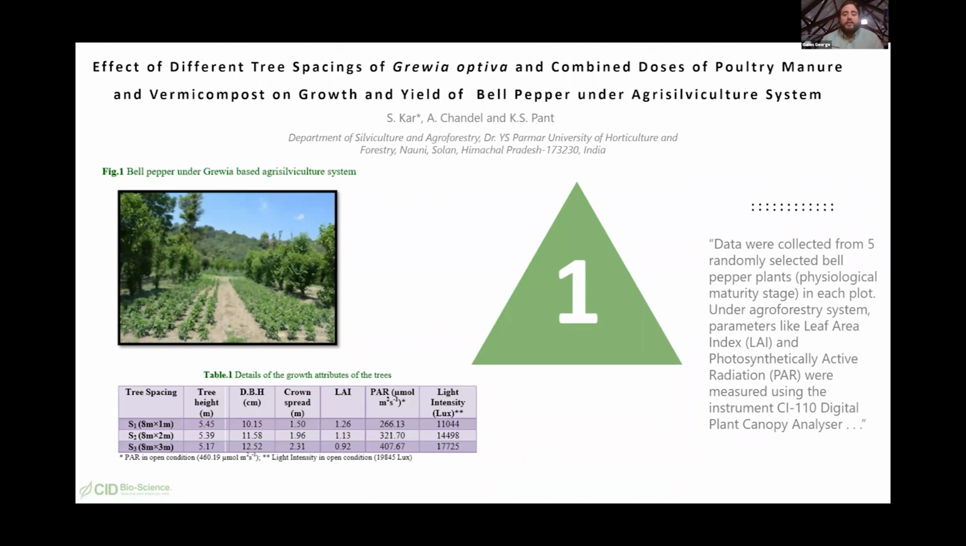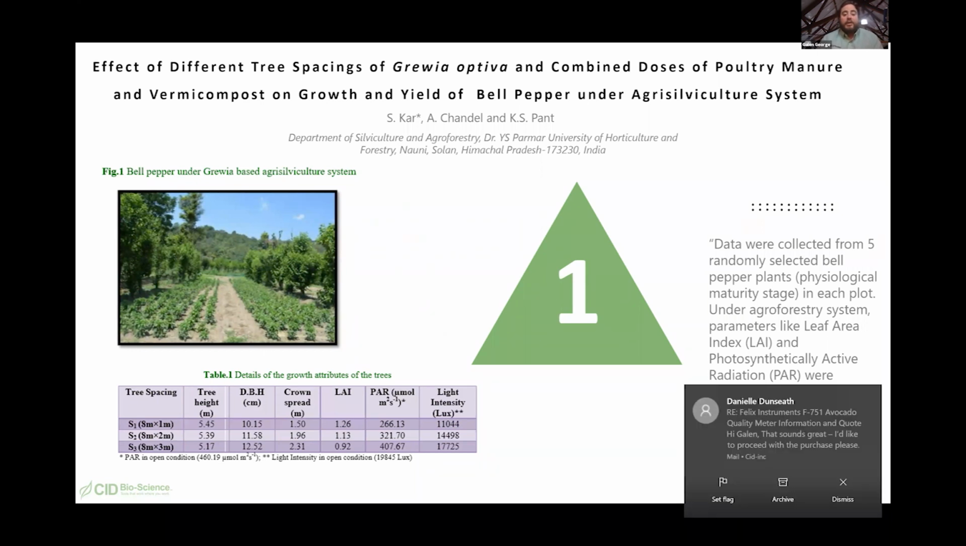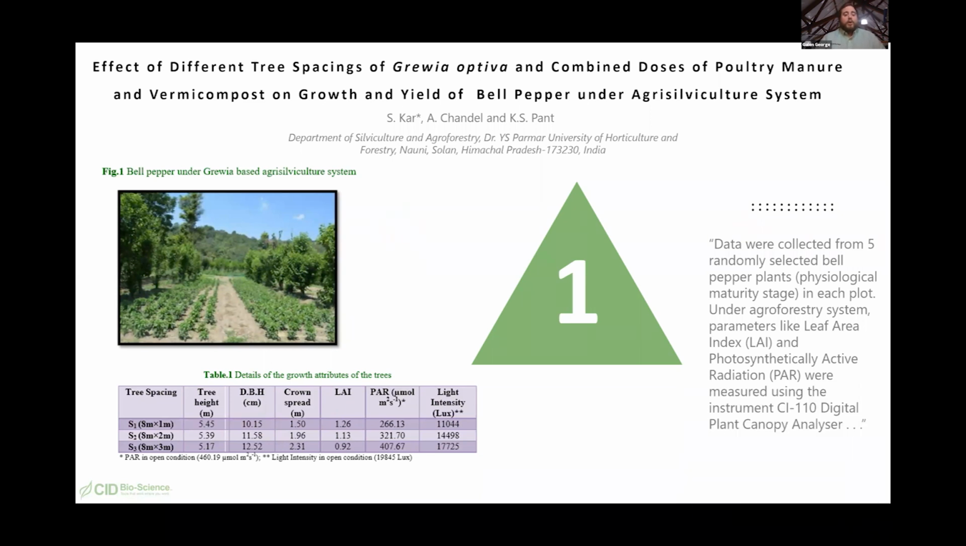This is a study that was conducted in India, and it was looking at the effect of different tree spacings and also investigating poultry manure and compost effects on the growth and yield of bell pepper under this agri-silviculture system. So instead of just growing bell peppers out in the open, they were growing these bell peppers underneath and in conjunction with and next to these Grewia optiva trees.